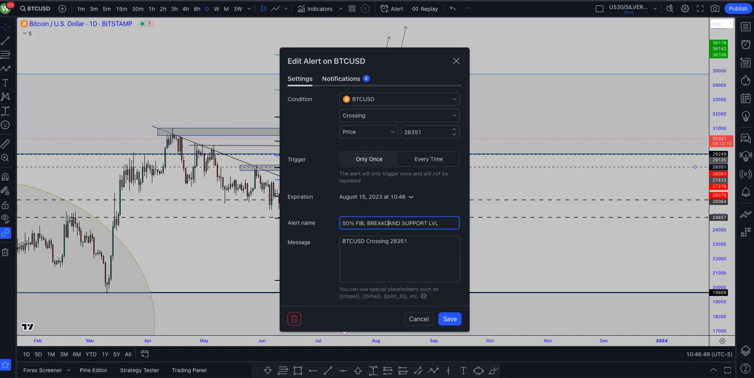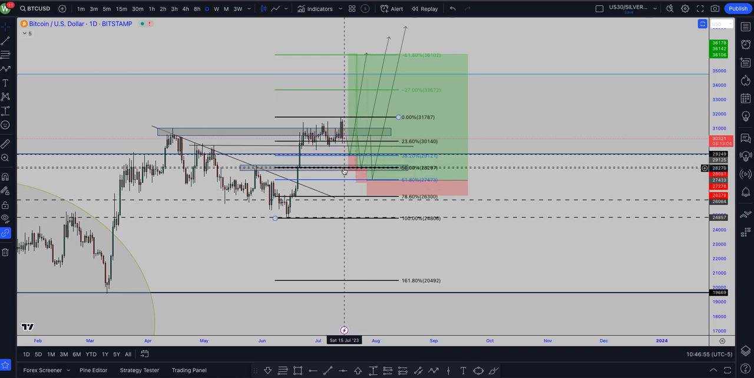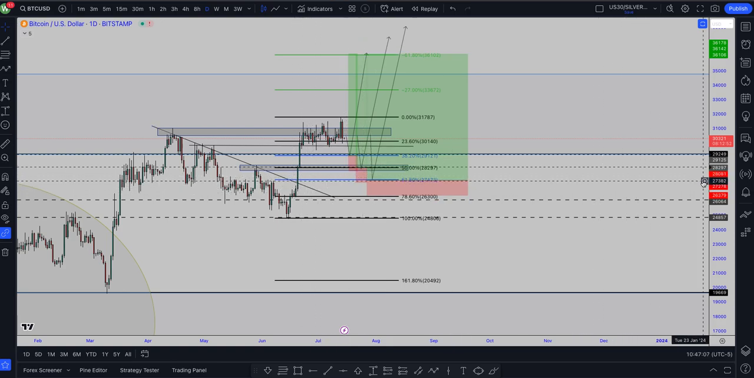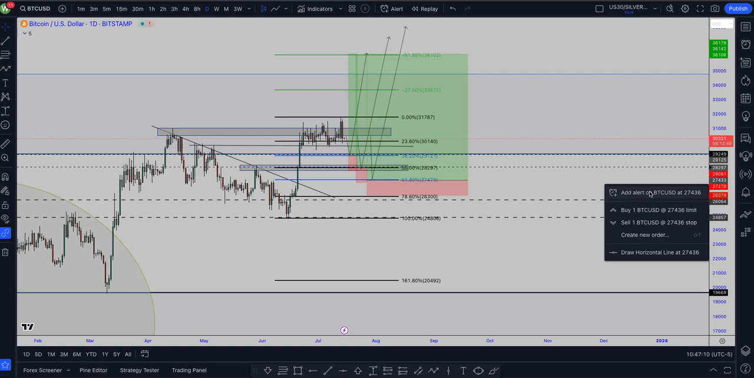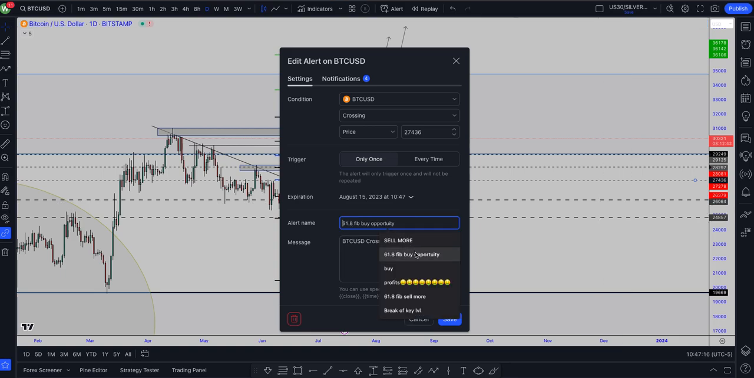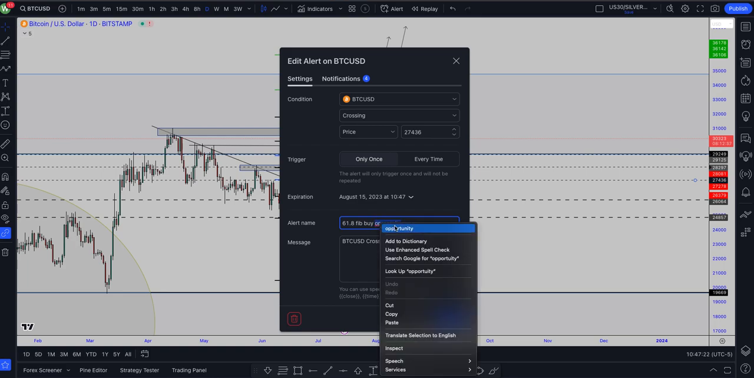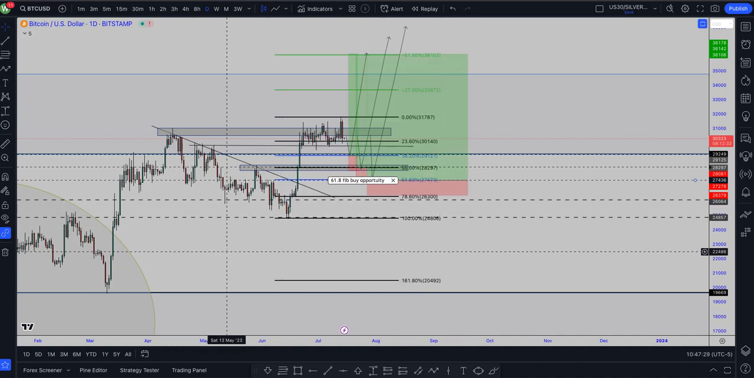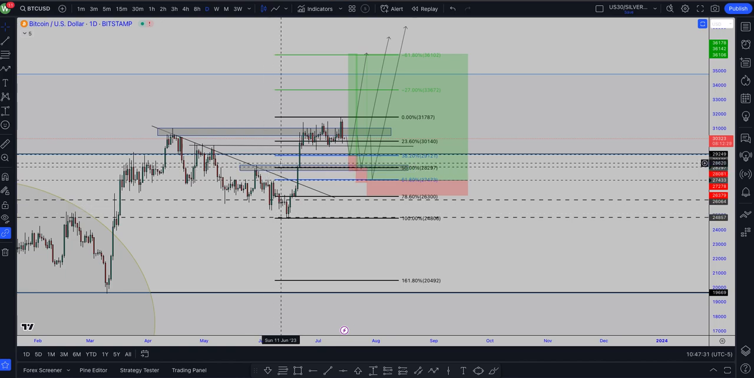So breakout and support level. So boom. So now we know what happened here. We saw the market has a breakout here, and we're waiting for that retest. So the market can potentially come into this fib level to retest it. Then the third one, 61.8. That's the ultimate golden ratio right here. So we add this alert at 61.8 and we make it 61.8 fib buy opportunity. See, I already have this here. So save. So these are the 3 plays I think can potentially play out for BTC.